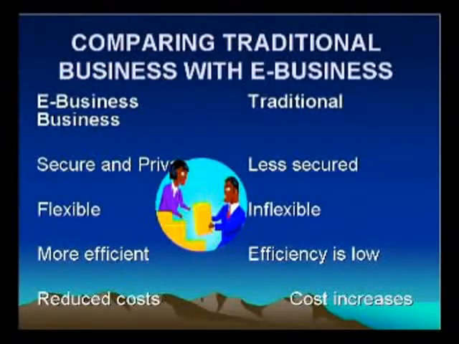Next we are going to see the comparison between traditional business and e-business. How far an electronic business has advanced, and has an edge over a traditional business. First of all, we consider security. Electronic business is more secure, and the data transferred or processed from manufacturer to customer or customer to manufacturer is kept private. For example, the data is known only to the manufacturer and the customer with the help of secret key or public key cryptography. Only the code is known to the manufacturer and the customer.